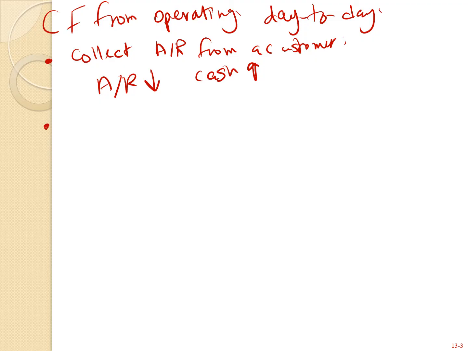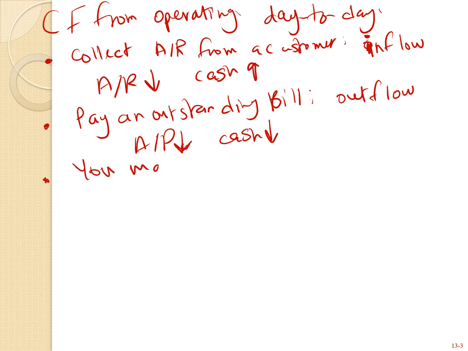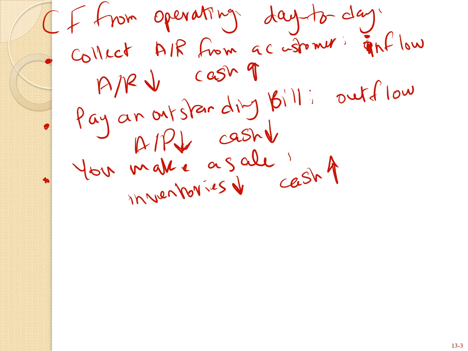Another example, if you pay an outstanding bill, your accounts payable go down and your cash goes down as well. So this is a cash inflow because your cash went up, and this is a cash outflow because your cash went down. This is a general example. Also, if your inventories go down, so you make a sale, your inventory goes down and your cash goes up, and so on. So we have several examples in the operating activities.